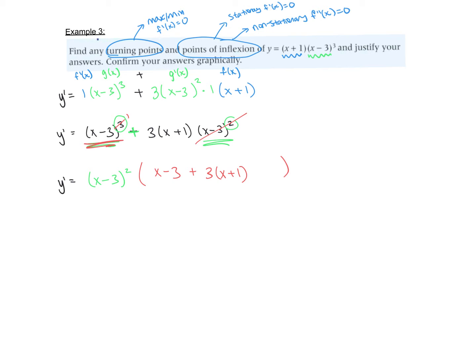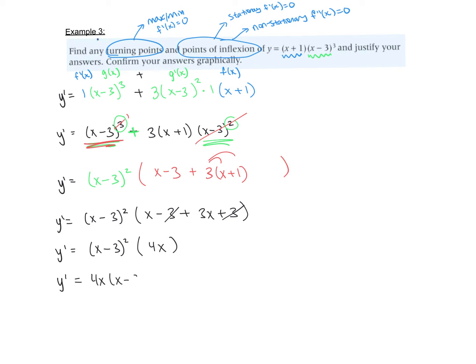Now what I'm going to do next is distribute and combine like terms inside of the red parentheses. So I have (x - 3)^2 times (x - 3 + 3x + 3). And now I'll combine like terms. So I have 4x, that's it. So basically I have 4x times (x - 3)^2. I set this equal to 0. So 4x equals 0, which means x equals 0. (x - 3)^2 equals 0, take the square root and add 3 over.